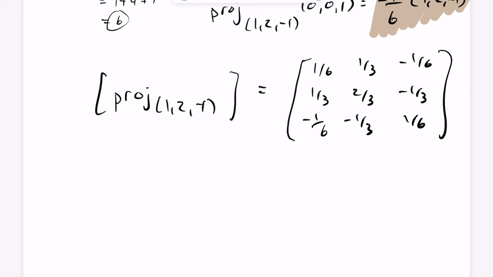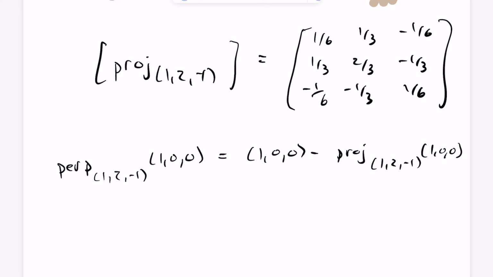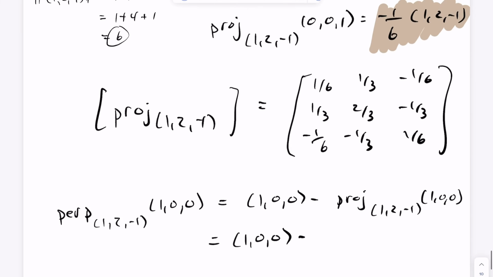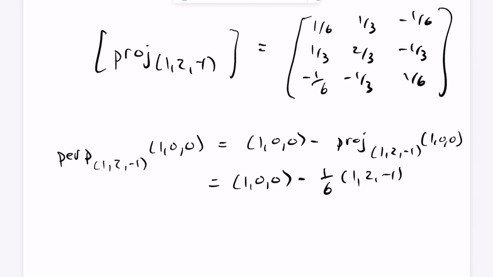All right, now let's calculate the perpendicular projection. Again, we calculate it on each of the standard basis vectors. Well, that's just equal to 1, 0, 0 minus the projection of 1, 0, 0 on 1, 2, -1. So this is going to be our formula to calculate the perpendicular projection. We'll calculate this here. This is going to be 1, 0, 0 minus, as we had just calculated all the way up here, 1/6 times 1, 2, -1.